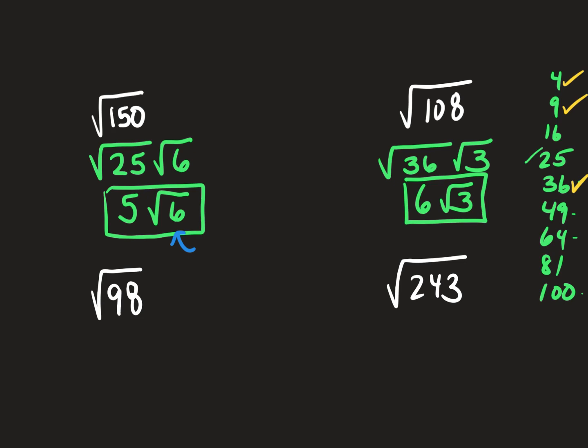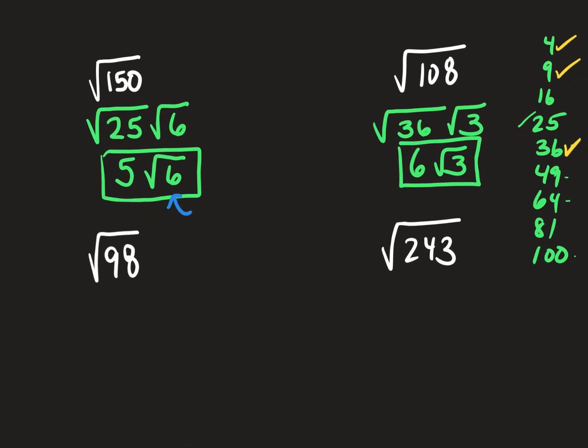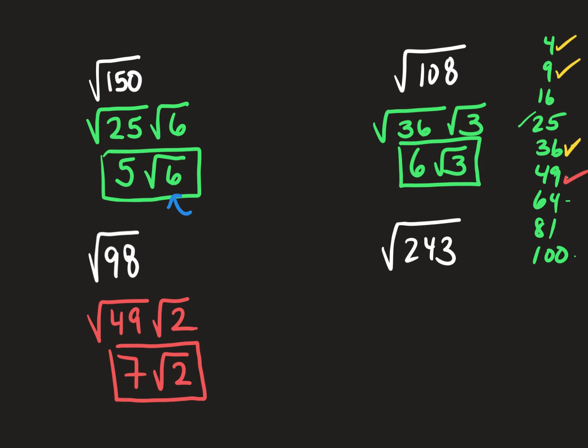All right, we have 98 and 243, a couple other ones. So 98, if I look at this list, 98 actually has a weird square. It's one we haven't seen yet. 98 actually divides by 49. It is 49 and 2. And again, you just take 98 and you start dividing these numbers. Square root of 49 is nice. It's 7, and then I have the 2. So 7 square root of 2.